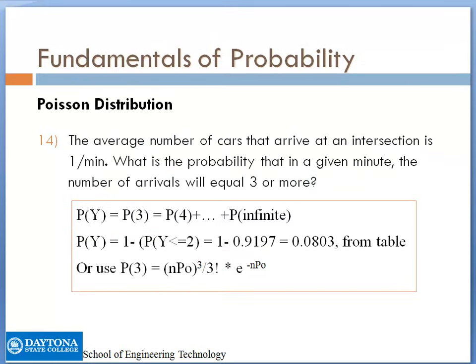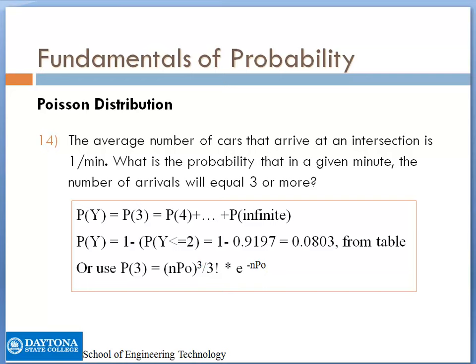The last example is using the Poisson distribution. And what we know is that we have units per amount of time, or units per amount of volume or something else. So this one says that the average number of cars that arrive at an intersection is 1 per minute. So this is a specific amount of time or amount of location. So what is the probability that in a given minute the number of arrivals will be 3 or more?